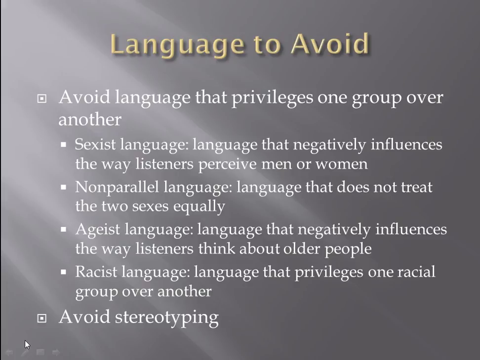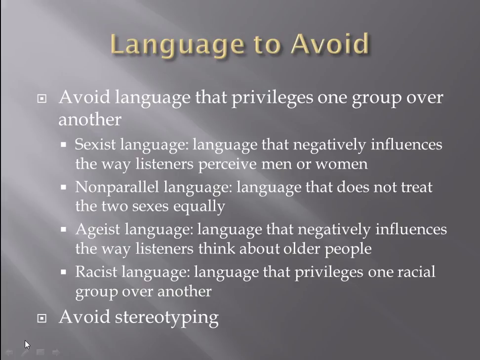We also want to avoid ageist language, and that's language that negatively influences the way listeners think about older people, and that's by definition, but I also think that could be younger people as well. Ageist language, to me, works either way. We also want to, of course, avoid racist language, and that's language that privileges one racial group over another. And this is language that I hope you choose not to use anyway, but certain things do fall into these categories and we don't even realize it, so it's important to note these things.